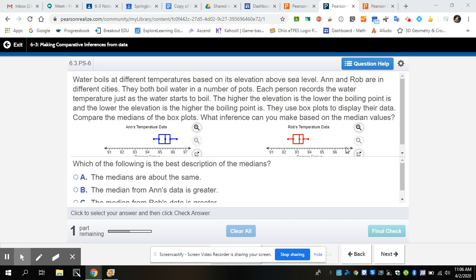Good morning, everybody. We are looking at topic 6.3 today. Sorry I didn't get this video posted earlier. My computer was having issues last night.